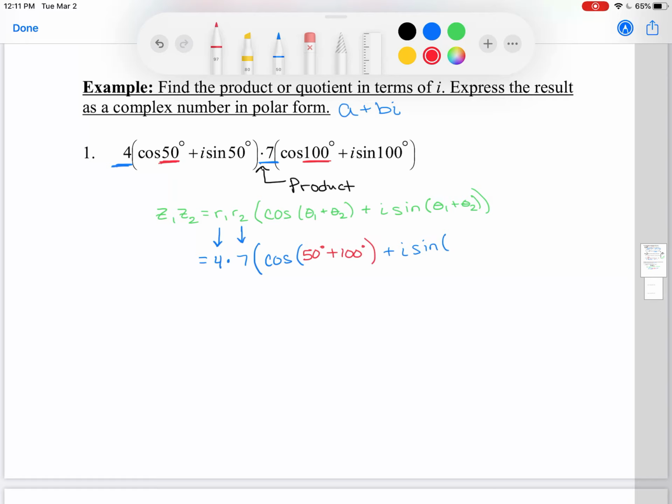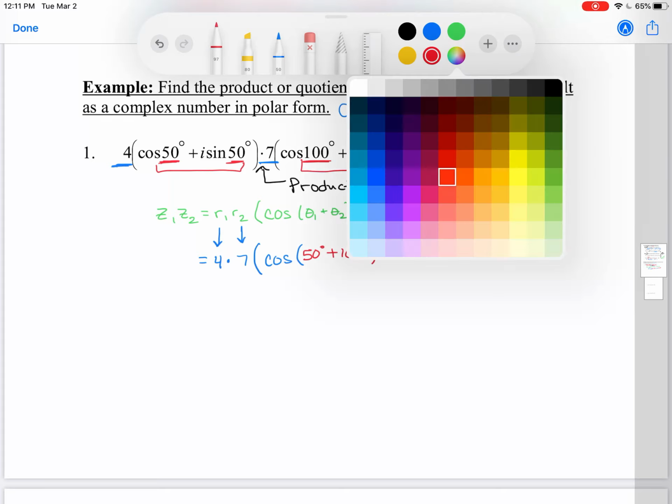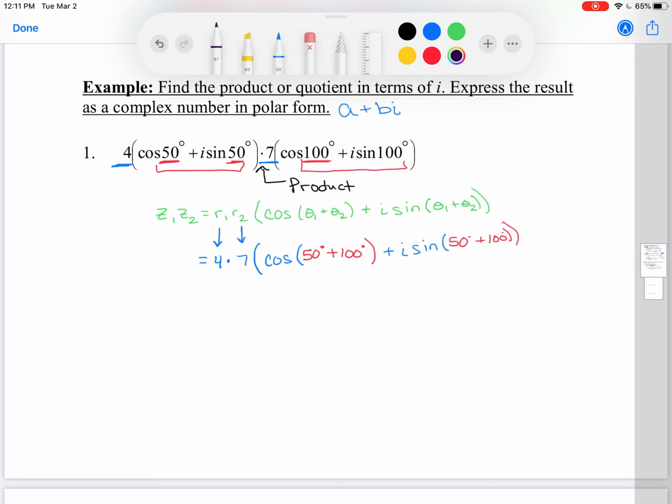And I'll do the same thing with sine. You'll notice that the angles for both of these should always match. You should never be changing anything like that. You'll notice in the originals, both angles in both sections are sine 50 and cosine 50, and the other ones are the same, cosine 100, sine 100.